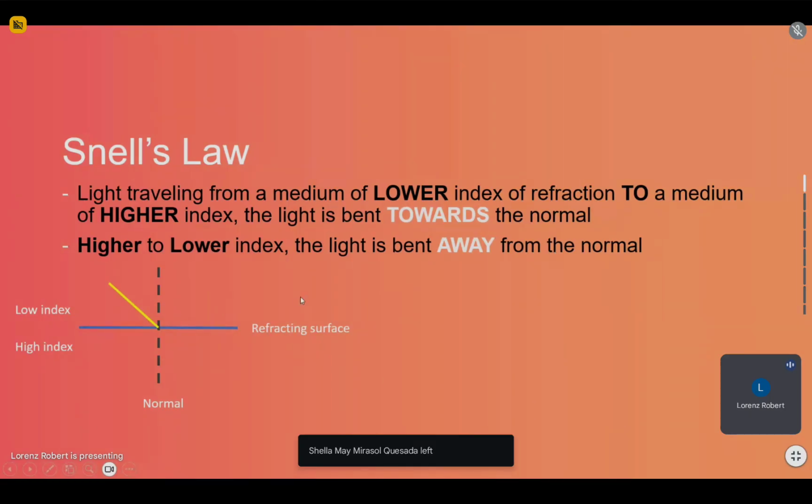So what is this normal? Normal refers to an imaginary line that passes perpendicular to the refracting surface. For example, this is the refracting surface, air and water. This is the normal, which is the line perpendicular to that. Snell's law states that from a lower index of refraction to a higher index of refraction, the light is bent toward the normal. So it is bent toward here.